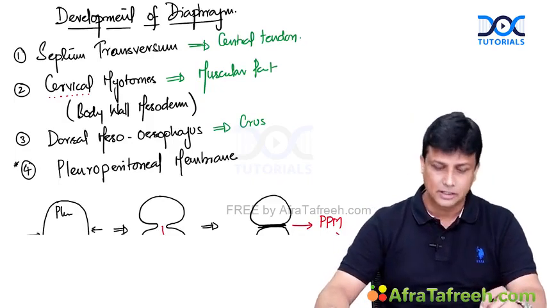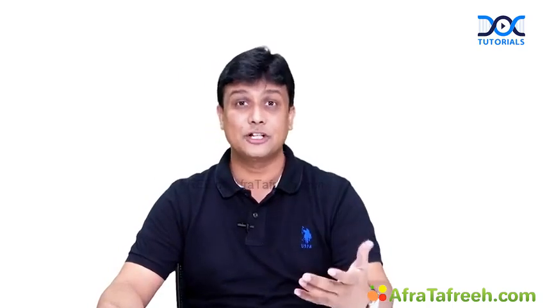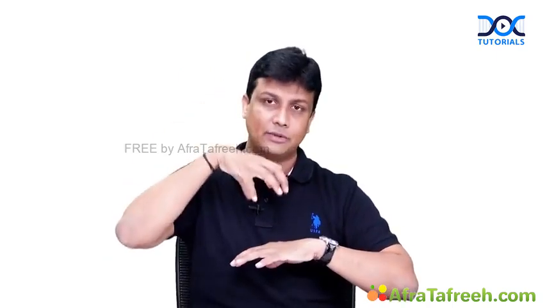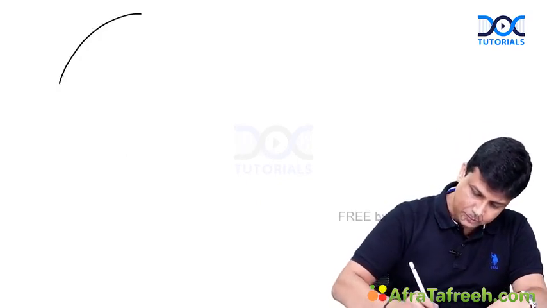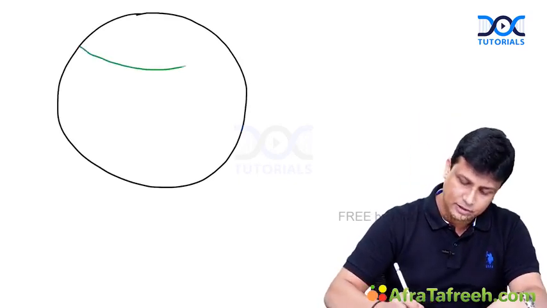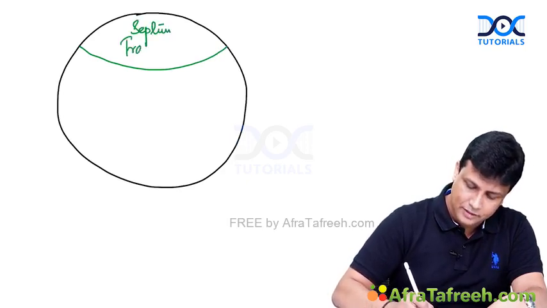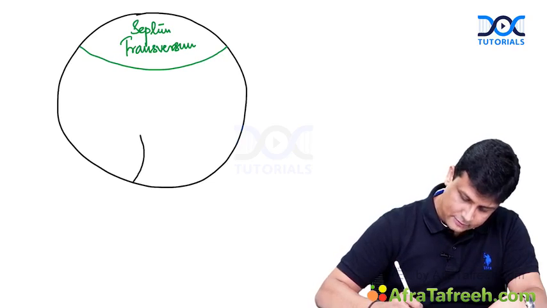Now, apart from learning theoretically, I want you to do one thing here. Draw a diagram along with me. Why? Because in the recent AIIMS exam, they have even asked an image-based question based on the development of diaphragm. So, we are going to draw the diagram of diaphragm as if we are seeing from above. So, when you see from above, if this one is your developing diaphragm here, there will be septum transversum here, and septum transversum is the one which is going to form the central tendon of the diaphragm.